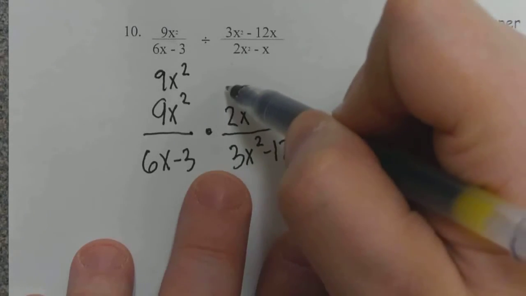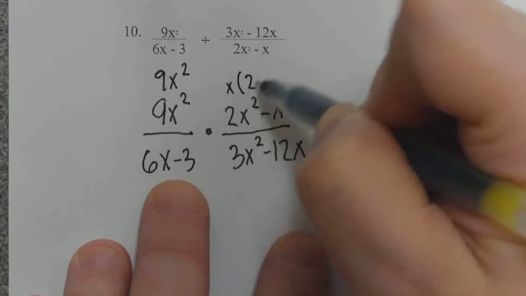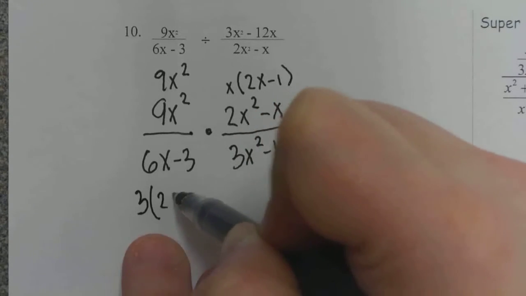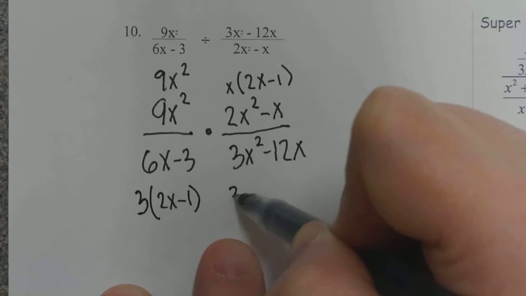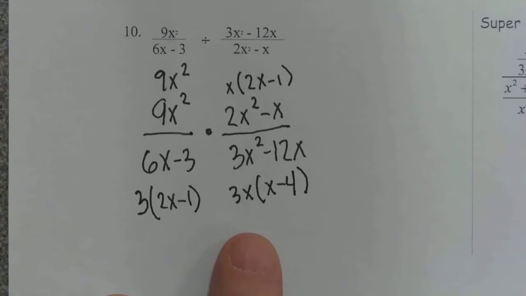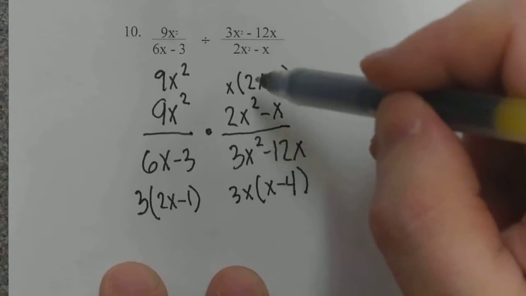The 9x squared is one term. It's by itself. This second one right here has an x in common, so I can have 2x minus 1. Here I can factor out a 3. I'm left with 2x minus 1. And here I can factor out a 3x. I'm left with x minus 4.